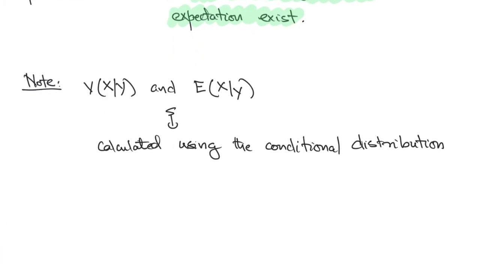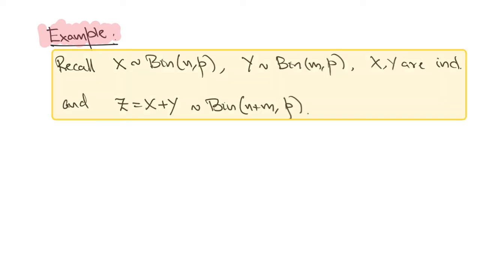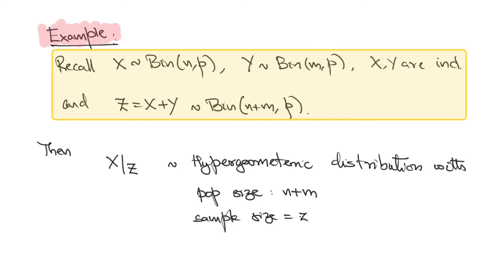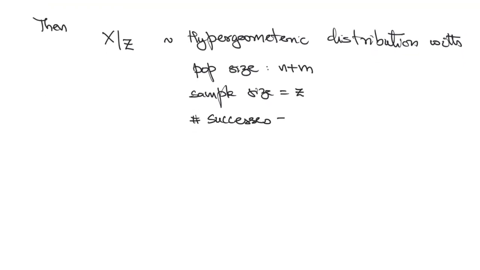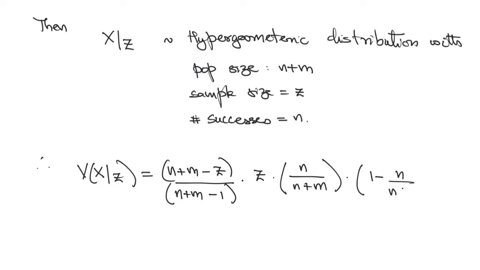To get a better sense of this formula, let us revisit our example where X had the binomial distribution with parameters n and p, Y had the binomial distribution with parameters m and p, X and Y were independent, and Z equals X plus Y had the binomial distribution with parameters n plus m, comma p. Recall that X given Z had the hypergeometric distribution with population size n plus m, sample size Z, and the number of successes equal to small n. Now we work out all the ingredients required to check our formula. The first ingredient is the variance of X given Z. Recall that this is a quantity that we previously calculated.